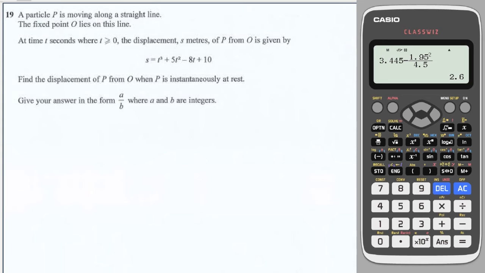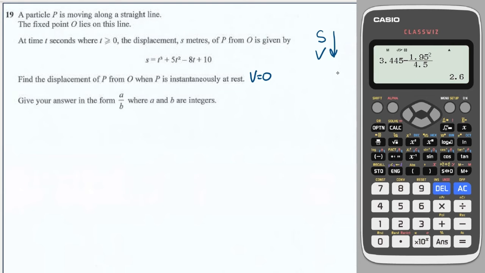19, and we've got some kinematics. Find the displacement of P from O when it is instantaneously at rest. Okay, so instantaneously at rest means that the velocity is equal to 0. And what we know is that if we have displacement, we differentiate it, we get velocity, and we differentiate that, we get acceleration.